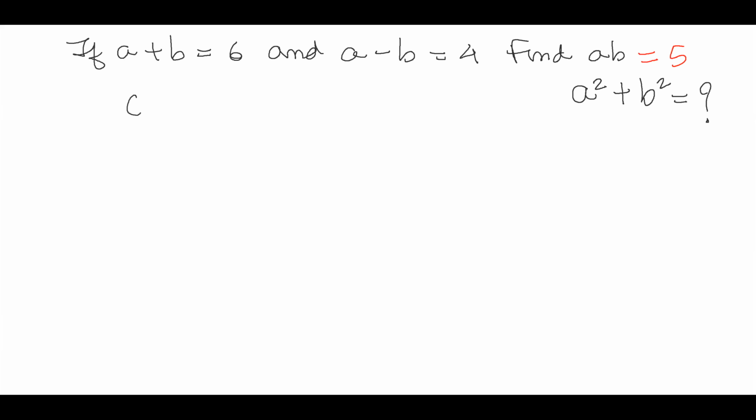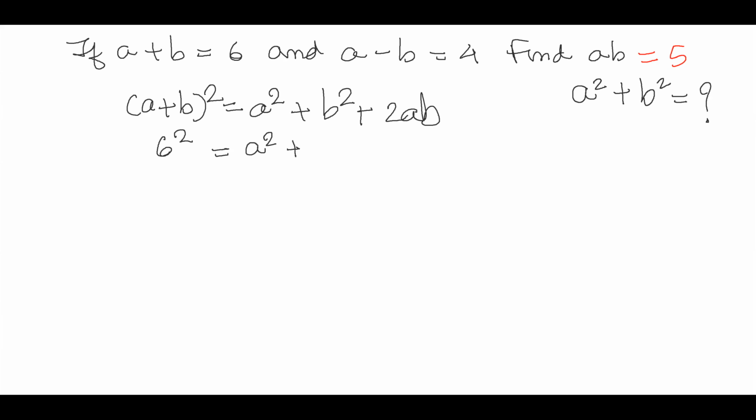So let us use the first formula, (a plus b) the whole square, which is equal to a square plus b square plus 2ab. So (a plus b) the whole square, that is equal to 6 square, equals a square plus b square plus 2ab. Now we already know the value of ab, which is equal to 5. So this is going to be 36 minus 10, so 26 comes. 2 into 5 is 10. You bring 10 to the left hand side, it becomes minus 10, which is equal to a square plus b square.